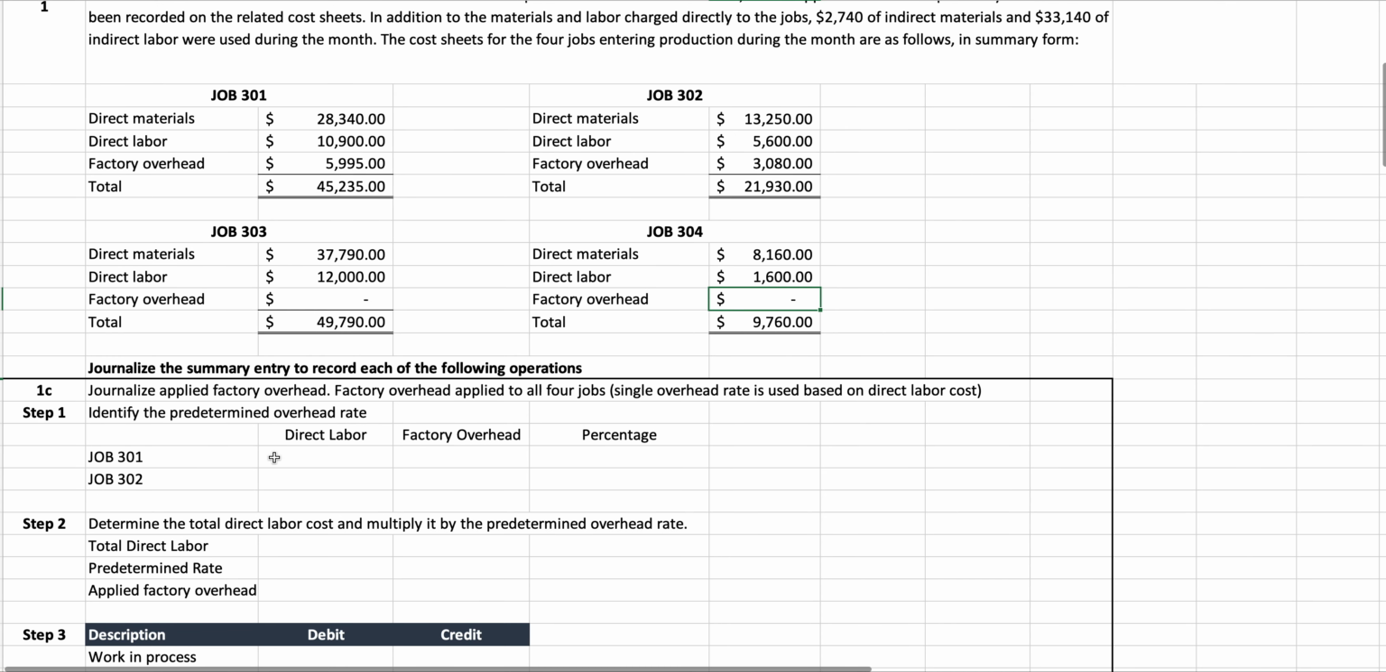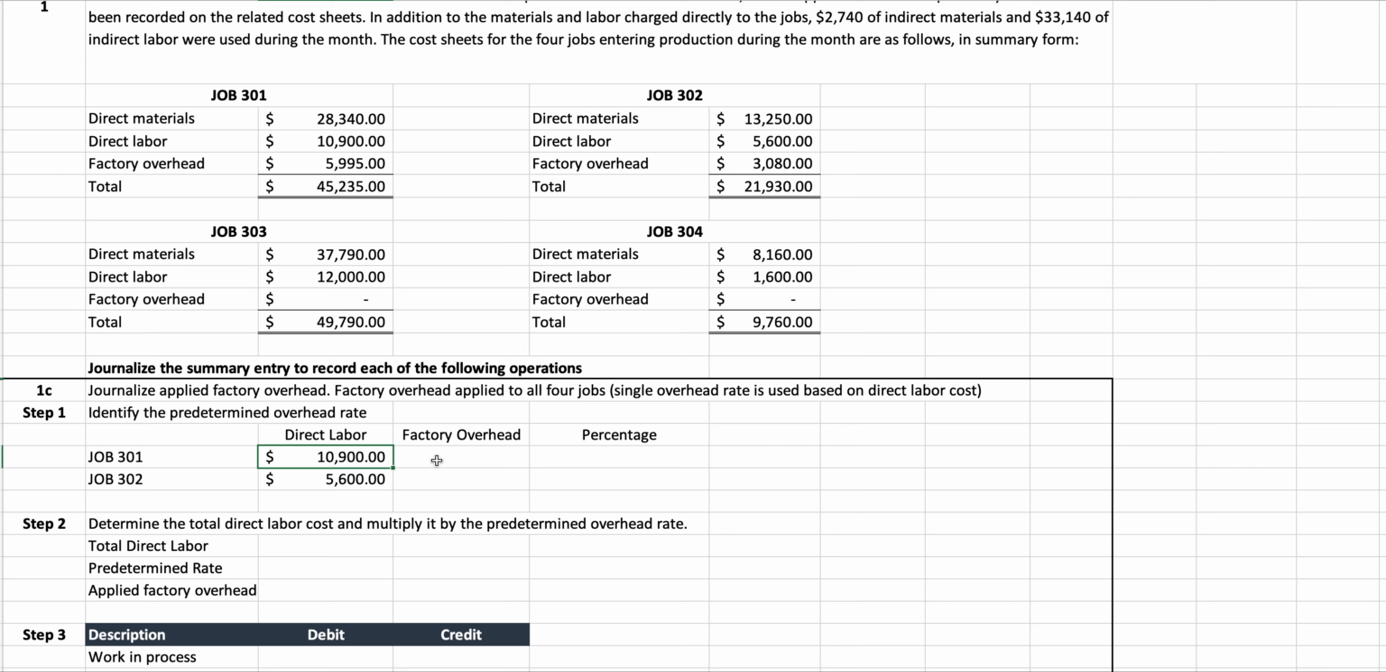So we have jobs 301 and 302. Again, we're just going to pick up the direct labor for 301 and 302. I'll just go ahead and open this up so that you can see. So I pulled in the direct labor, 10,900, and for job 302, it's 5,600.